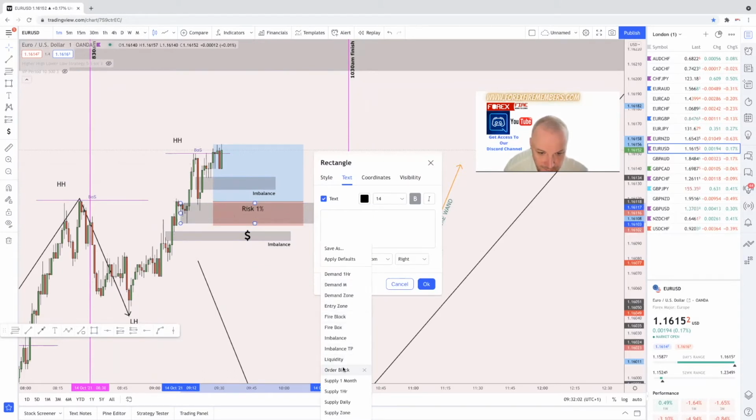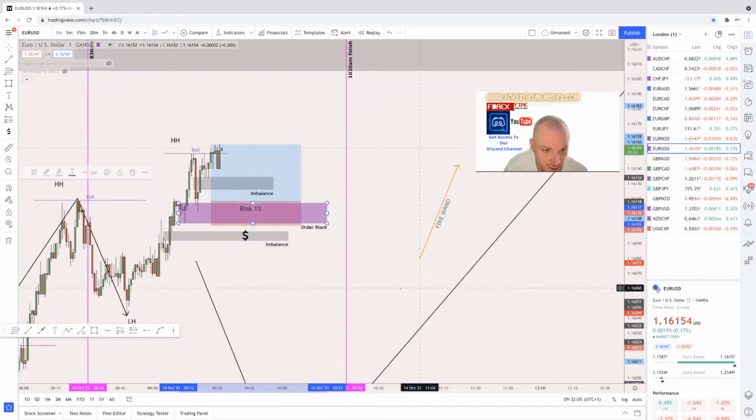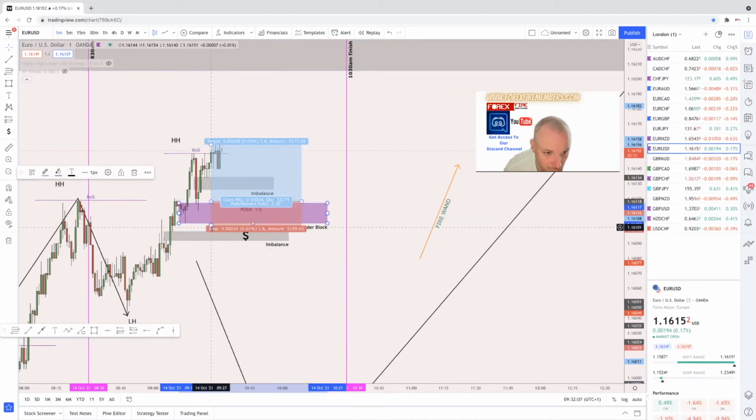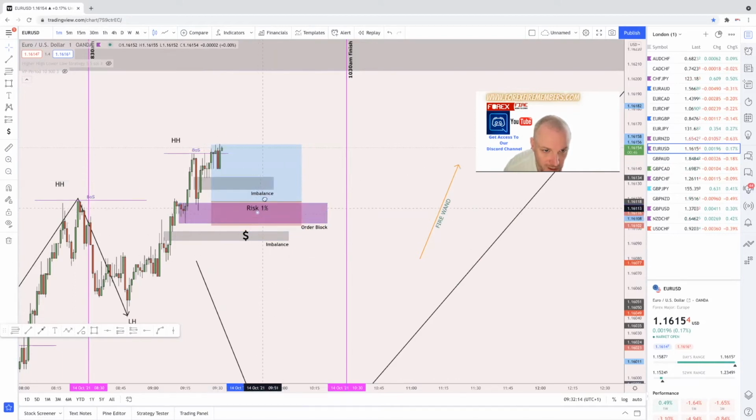Again, order block. And you can see the entry's just above and I've got coverage just below. So we've got a risk to reward of 2.38. We'll keep that here.